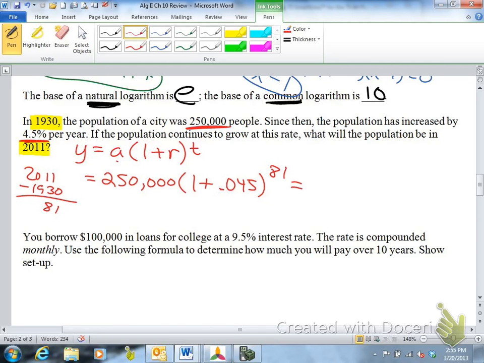And then you can just type this into your calculator. There's no solving that you need to do. So when you type it in your calculator, I forget the exact answer, but you get something like 8.8 million people in this town. So it's been growing quite a bit over 80 years. That's an approximate answer.